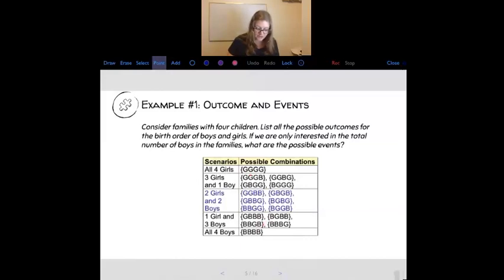If we're only interested in the total number of boys in the family, what are the possible events? So in this case, there's 16 possible outcomes. If you add all this up, 1, 2, 3, 4, 5, 6, 7, 8, 9, 10, 11, 12, 13, 14, 15, 16. But the possible events that we're looking for, if we're interested in the total number of boys, would correspond to what I'm putting in the blue dot. So all of these events contain having boys in the family. Okay? So that's the difference between outcome and events. There's 16 outcomes, but only 14 of those correspond to boys in the family.